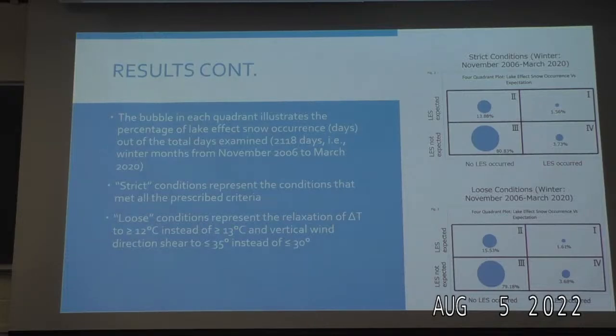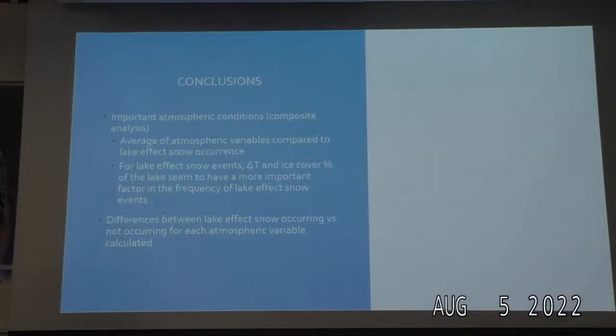The bubble in each quadrant illustrates the percentage of lake effect snow occurrence for the days out of the total days examined. And this was between November 2006 and March of 2020. Moving on to the conclusions I found from these results.